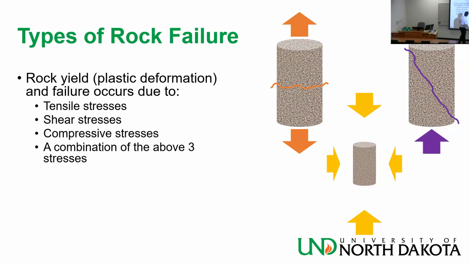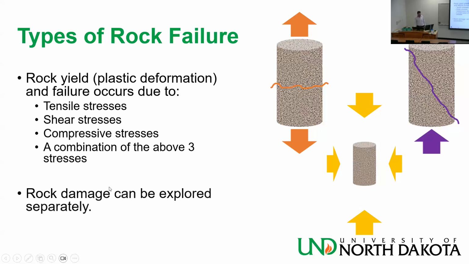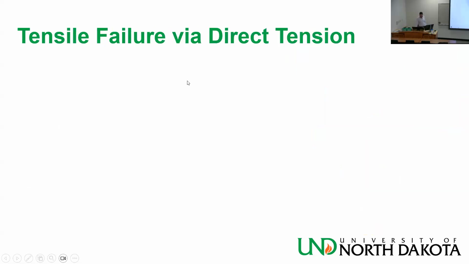That's how we also measure the bulk modulus, or we learn how to measure the bulk modulus. And of course, just like with the three modes of fracture, I cannot have a pure tensile failure. I cannot have a pure shear failure. I cannot have a pure compressive failure. I'm always having a combination of the three, but it may be that one or two are tremendously dominating. Rock damage can be explored separately, of course, for each failure.